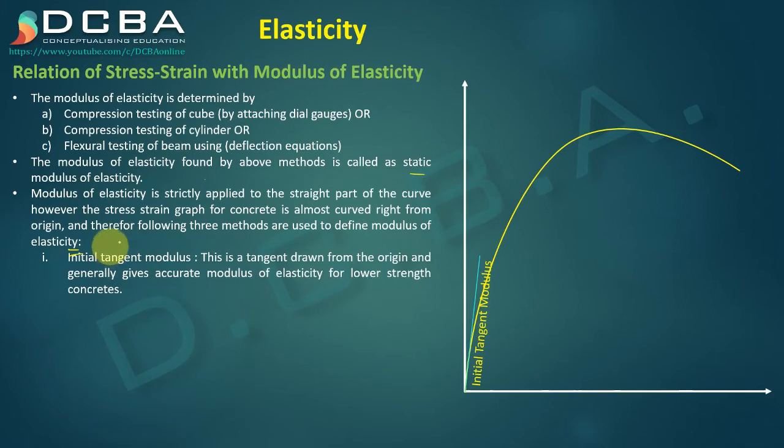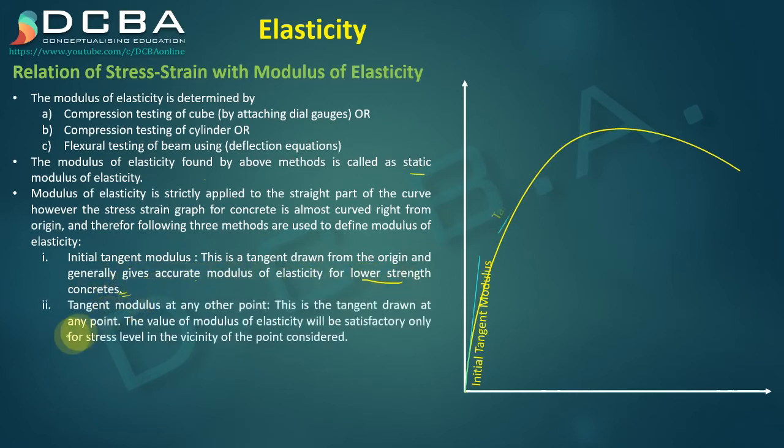Now there are three ways of finding modulus of elasticity for concrete. First is initial tangent modulus. So we draw a tangent to this curve at the initial point, and we take the slope of this tangent. This tangent is drawn from the origin and generally gives an accurate modulus of elasticity for lower strength concretes. Okay. Second is tangent modulus at any other point.